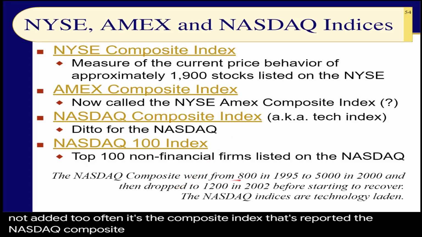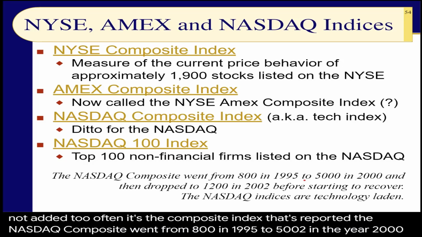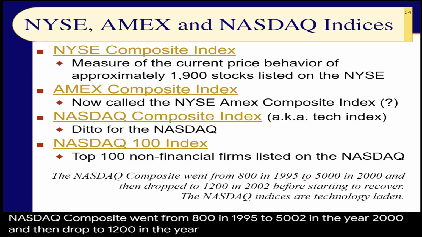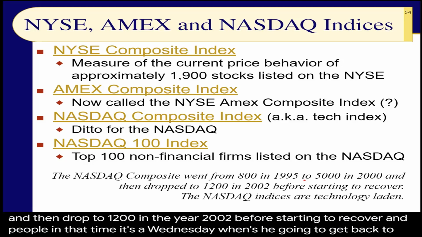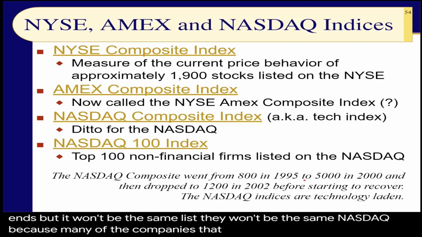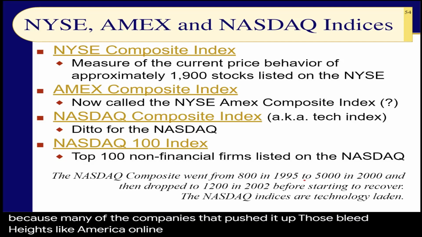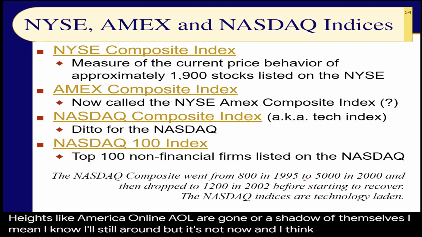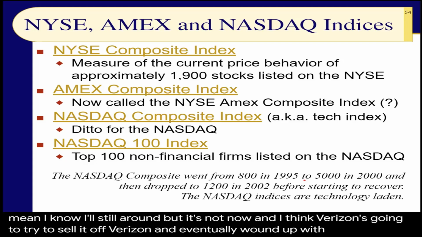The NASDAQ composite went from 800 in 1995 to 5,000 in the year 2000, and then dropped to 1,200 in the year 2002 before starting to recover. And people in that time would say, when's it going to get back to 5,000? Well, eventually it's going to get back to 5,000 unless the world ends. But it won't be the same list. It won't be the same NASDAQ because many of the companies that pushed it up to those nosebleed heights like America Online, AOL, are gone or a shadow of themselves. I mean, AOL is still around, but it's not what it was. I think Verizon's going to try to sell it off. Verizon eventually wound up with it.